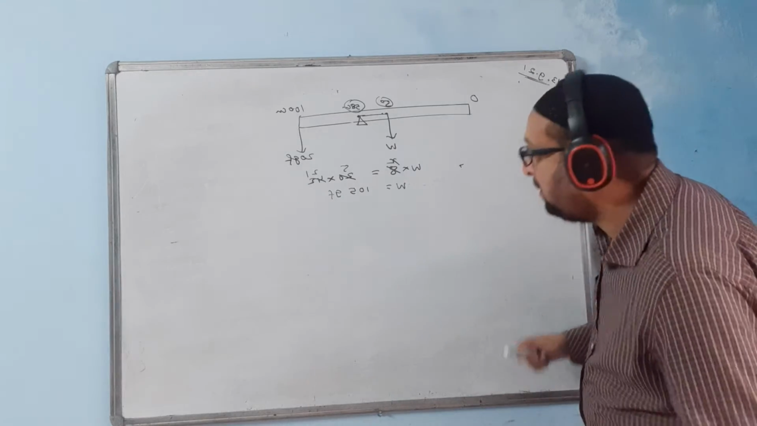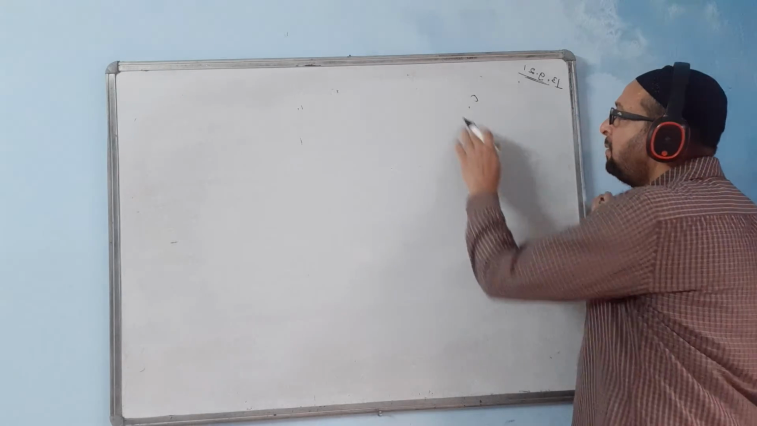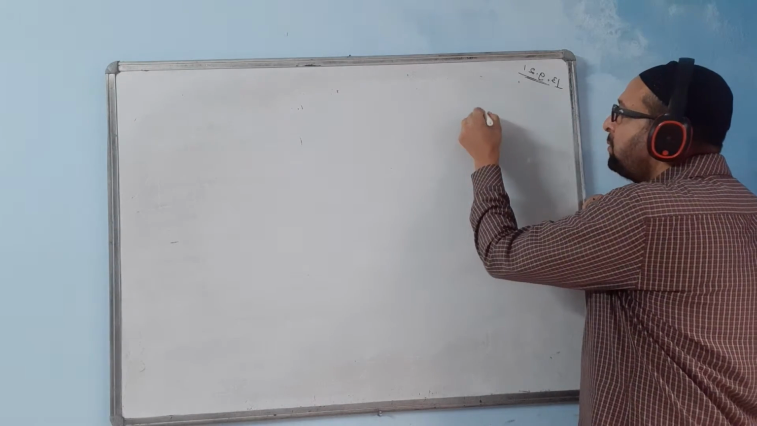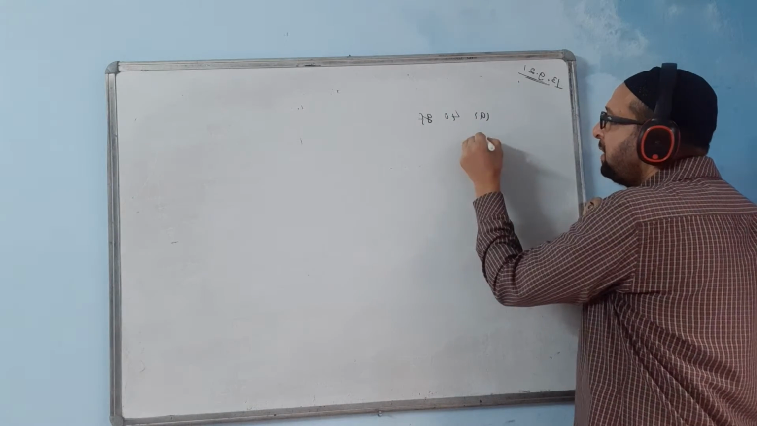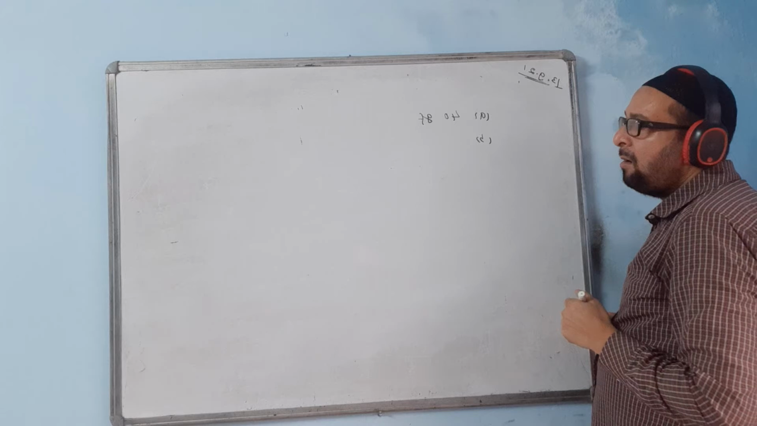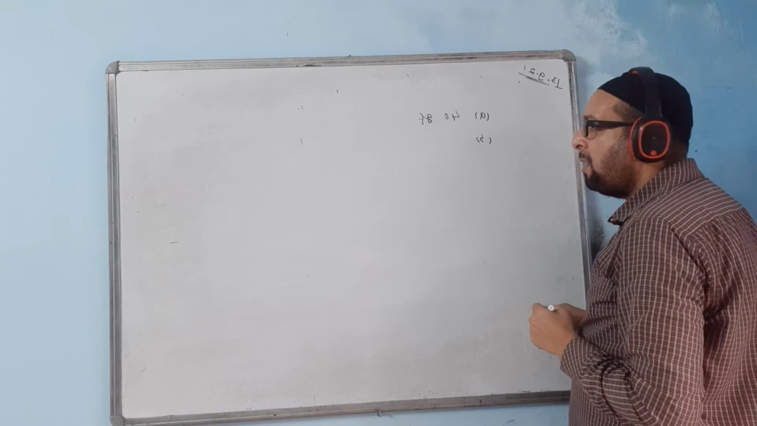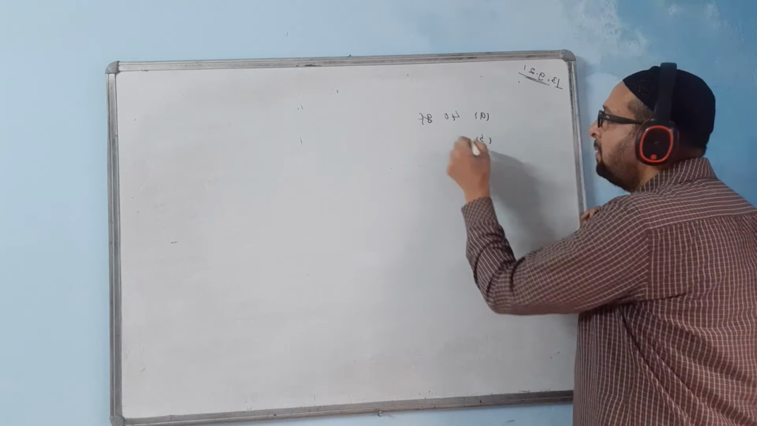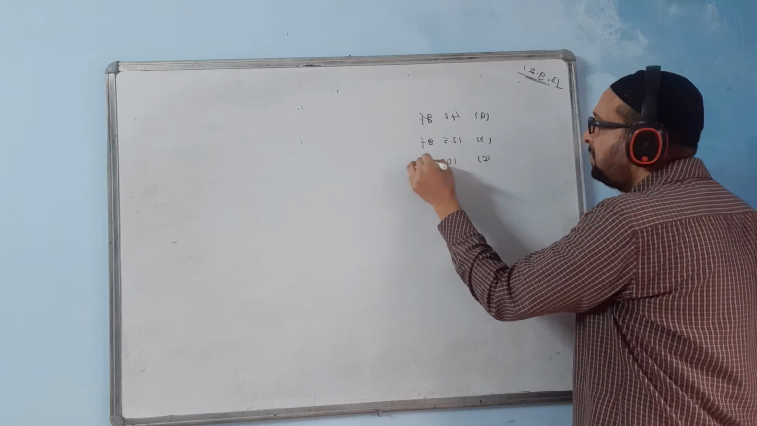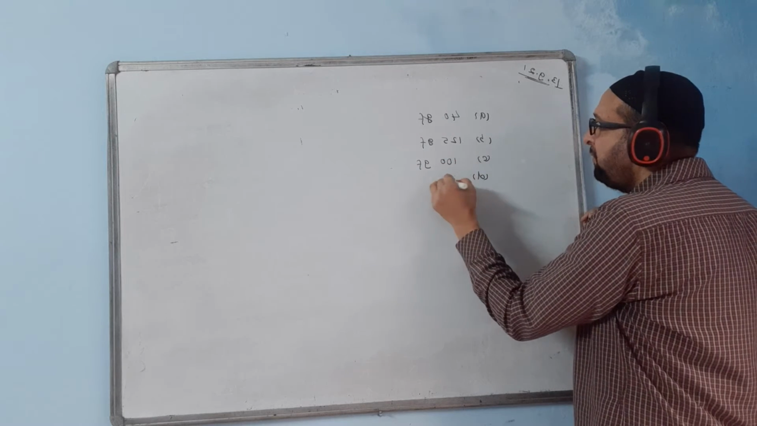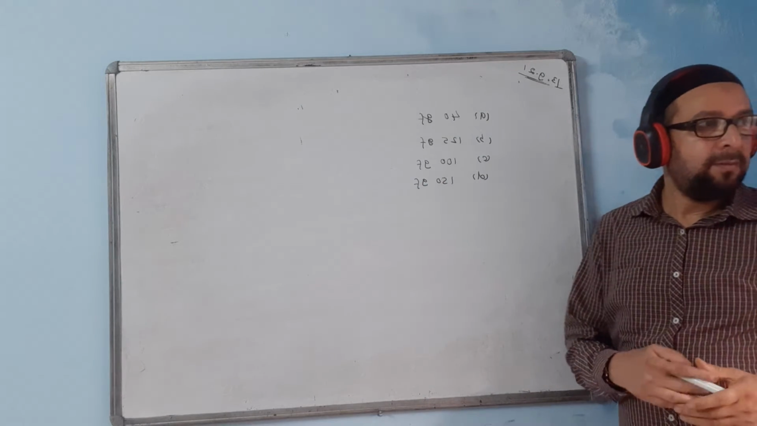Right, option A: 40 gf. Second option: 125 gf. Third option: 100 gf. Fourth option: 150 gf.